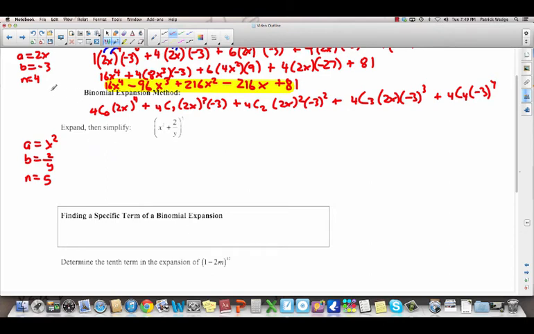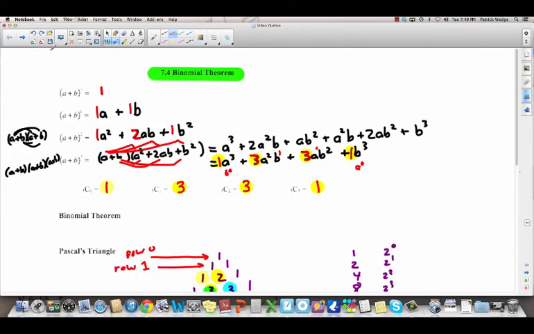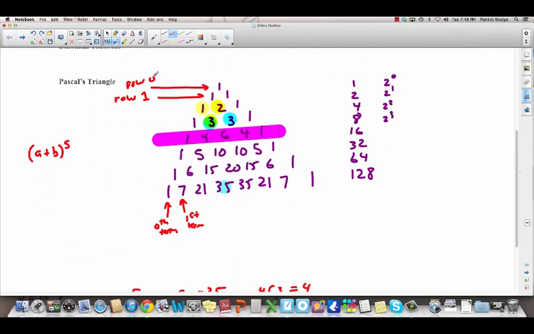6 terms. Oh my gosh, it's going to be a lot of work. Let's use Pascal's triangle method. If we're interested in raising something to the fifth power, then we need the fifth row of Pascal's triangle. So fifth row, 0, 1, 2, 3, 4, 5. I guess it makes sense, that's one below the fourth row. So 1, 5, 10, 10, 5, 1.